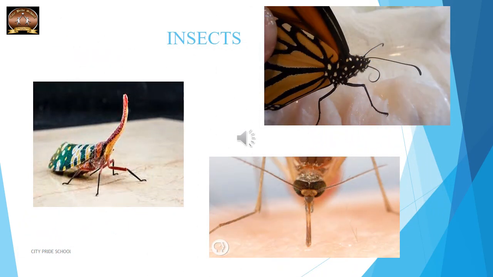Now in this slide you can see pictures of a butterfly, a mosquito and a cicada. These are all insects basically. But what we have to focus on is again the feeding habit of these insects. So how do these insects feed? What is the mechanism or the part through which they can feed?